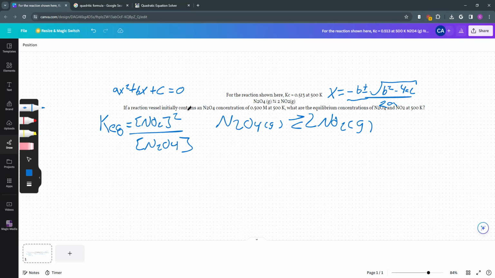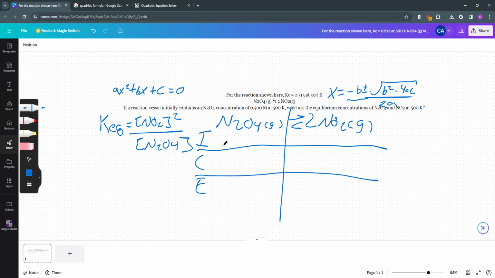We have an initial concentration of N2O4 of 0.5, and we want to know what the equilibrium concentrations of N2O4 and NO2 are. So I'm going to start my ice table. Initial of N2O4 is 0.500. We don't have any NO2. Since we have no NO2, we must make it. So we will take away from our reactant to make products. We put the 2 here because of stoichiometry. Then I plus C equals E. So 0.500 minus x and 2x.